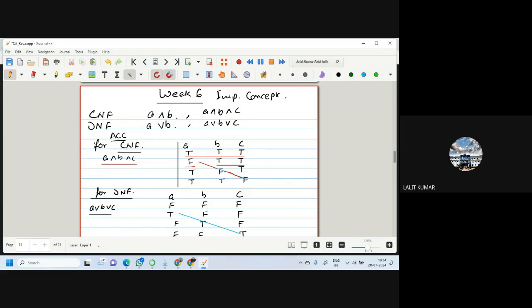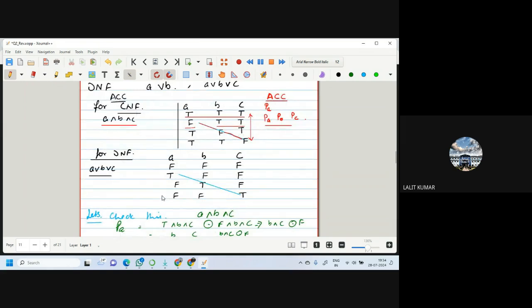Got it. And this ACC which you are getting, earlier we were finding it for PA. This is the combination of all PA, PB, PC. So these are the 4 test cases for the entire ACC.